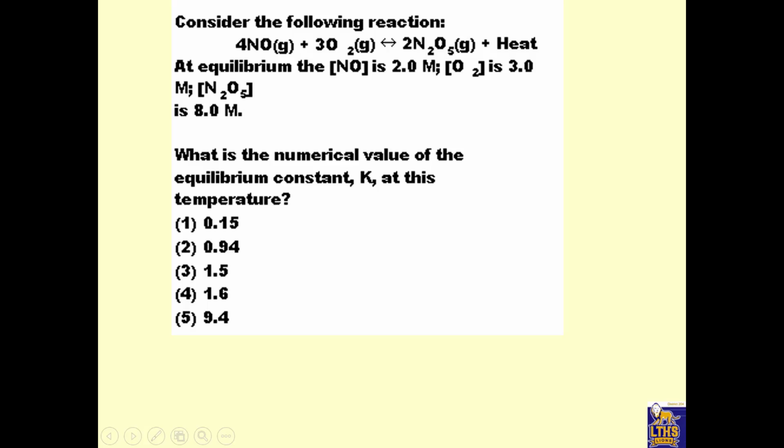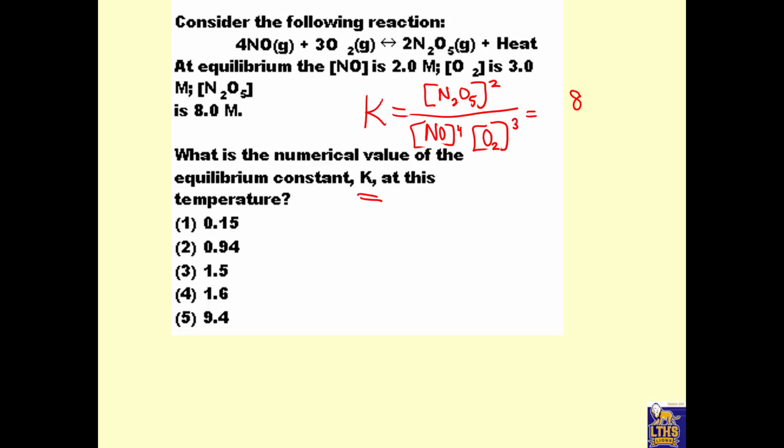All right, look, it's another problem. We have this reaction, and we know it's at equilibrium. Here's some concentrations. What is K? K is the equilibrium constant, all right? So let's write the expression. N2O5, we gotta square that, divided by NO to the fourth power, divided by O2 to the third power. All right, let's put in some numbers.